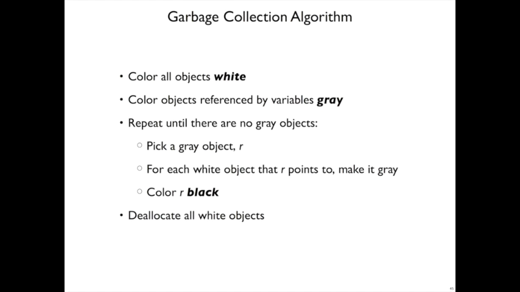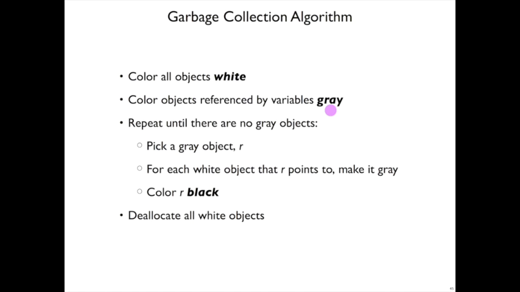The general strategy for finding all the live things is usually characterized in terms of colors: white, gray, and black. So ultimately, black objects are going to be the live objects. We start out by coloring all the objects white to mean not yet known to be live. When there are objects referenced by a variable, those are definitely going to be used, so they go into a gray state.